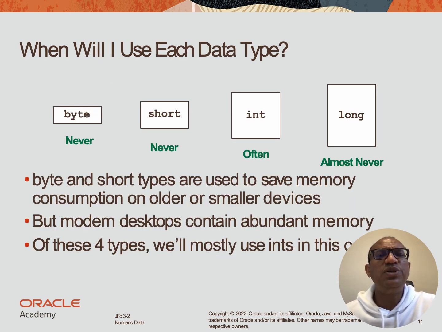Most of the time, we will use int for whole numbers. Byte and short are rarely used unless memory optimization is critical.